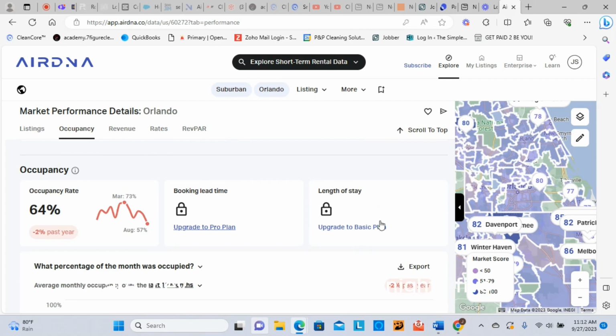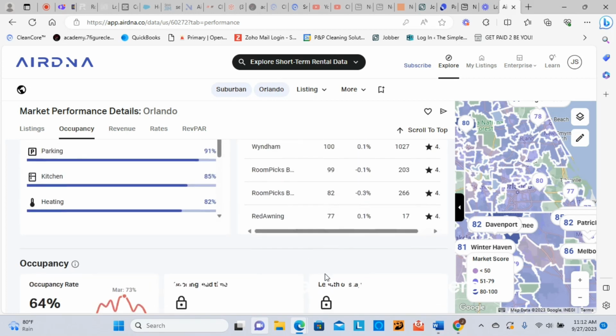Are they mostly staying 3 nights, 5, 7? Which is a good thing to know, because let's say they stay mainly a week, 7 days, and your occupancy rate is 64%. That means that 25 days of the month is being occupied. If they're only staying 7 days, at least 3 times in that month that property is being rented and checked out, and every checkout means a clean. So you're getting between 2 and 3 cleans on each property.